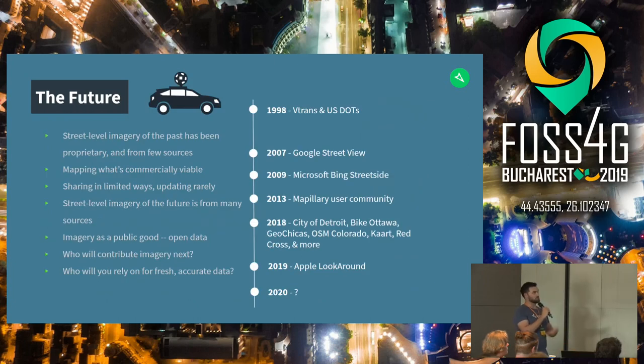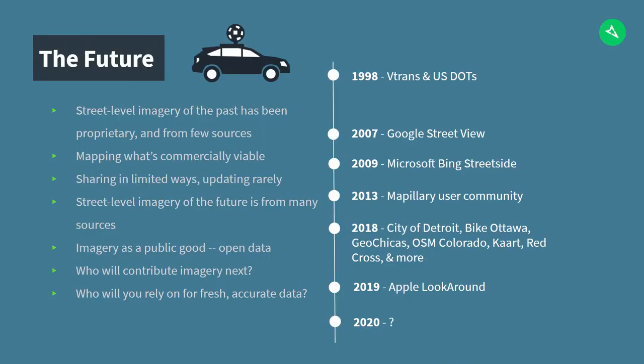Overall, I just want to encourage you to take a look at this timeline and ask about the future of who the providers of street-level imagery are. In the past, it's been proprietary. You can see Google Street View in 2007. But people were doing this even before then, like 1998 in Vermont, just without the idea of what it could become. Now, as we go into 2019, we see there are many, many sources, including in 2018 across multiple cities, organizations like Bike Ottawa, who does bike advocacy, and GeoChicas, which has many mapping projects going on. All of these are new providers that are independent of any kind of large company. And in 2020, we want to look at who else can contribute, who else can consume the imagery, and how it'll be shared. So thank you.